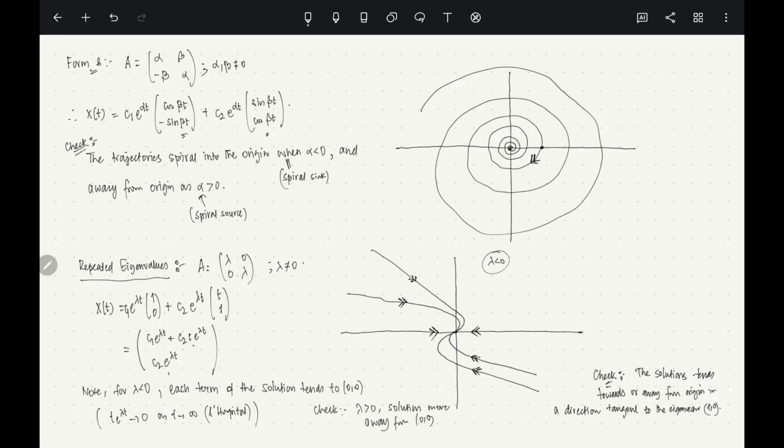As you can see, the direction... so basically, how is it tending? The tangential direction is in the direction of (1, 0). You understand? So you see, it is tangential towards (1, 0). So it looks like this. That's the idea.